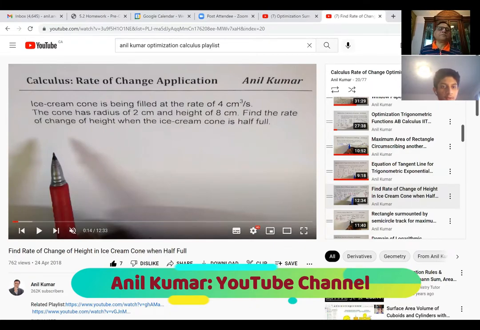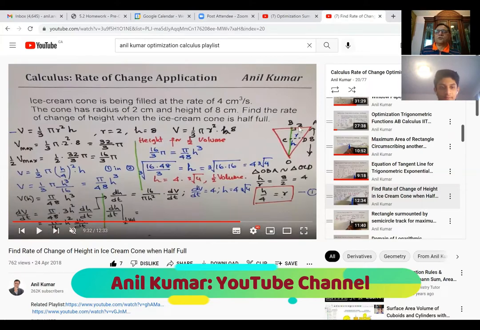An ice cream cone is being filled at the rate of 4 cubic centimeters per second. The cone has a radius of 2 centimeters and a height of 8 centimeters. Find the rate of change of height when the ice cream cone is half full. Half full. So we are given all the parameters. First thing first, it is simple: a similar triangle. Make a triangle to show the cone, and then relate height and radius as we did earlier also.